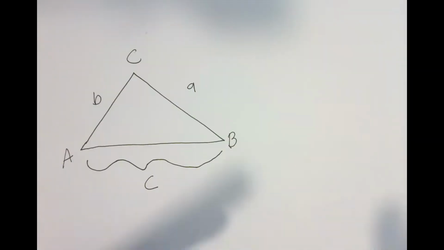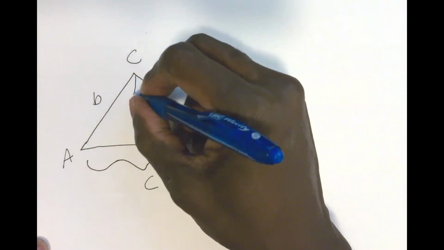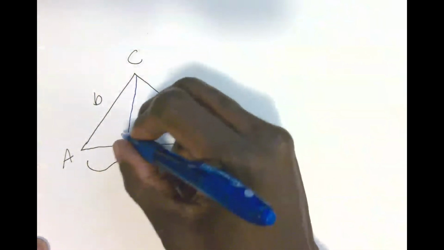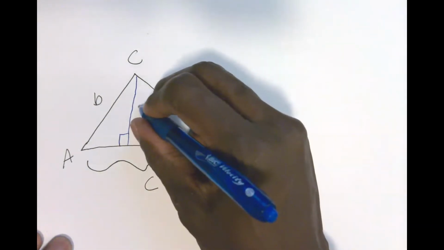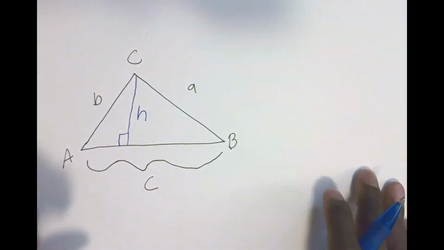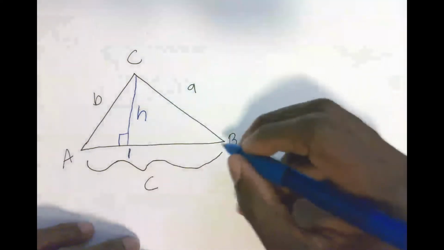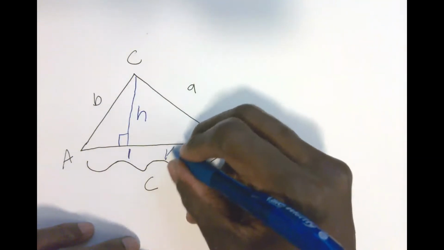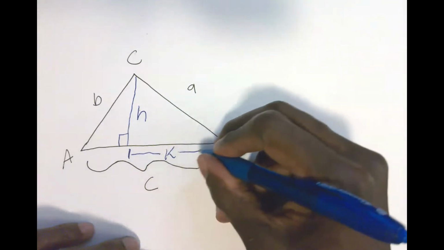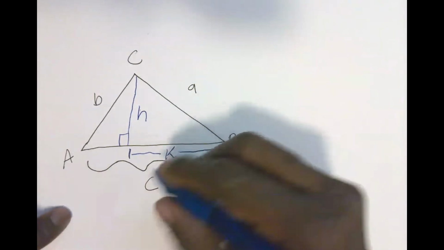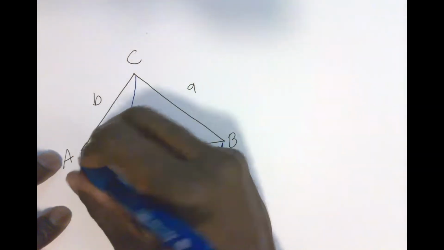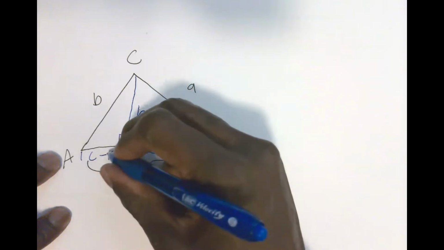So to get the relationship that we need for the law of cosines, we're going to have to construct a right triangle. I'll draw some line here that goes perpendicular to AB, perpendicular to the base of the triangle, and we'll call that H for the height. Similarly, I'm going to call this side of this newly constructed right triangle length K. So the length from here to here is K. Now remember, the whole length is C, and so therefore the length from here to here is C minus K.